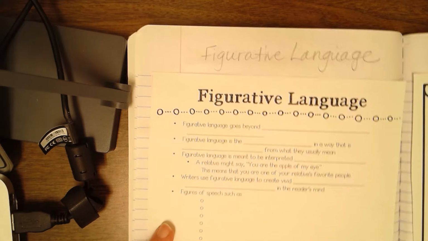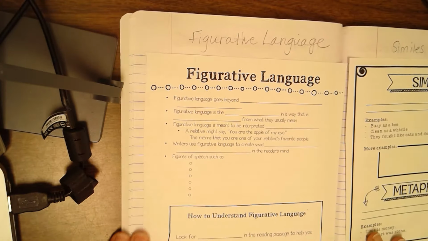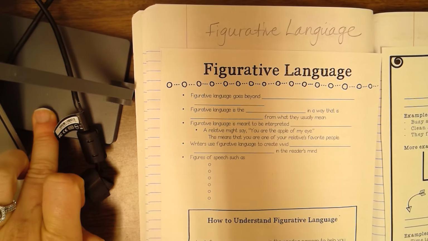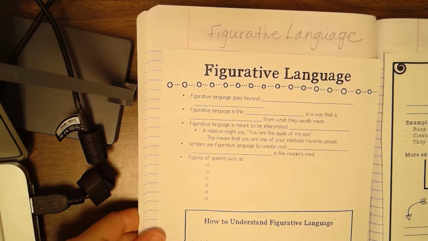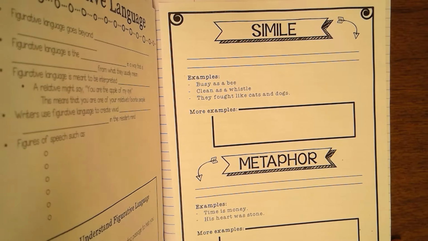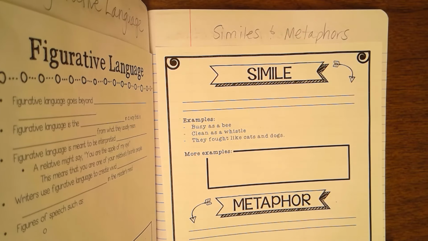First page that we cut out and glued today, I'll zoom out as far as I can here. Looks like this. Figurative language is the first page. Okay, it goes down how to understand figurative language at the bottom. Second page, similes and metaphors, and it shows the notes for both. Third page is the notes for simile and metaphor practice.